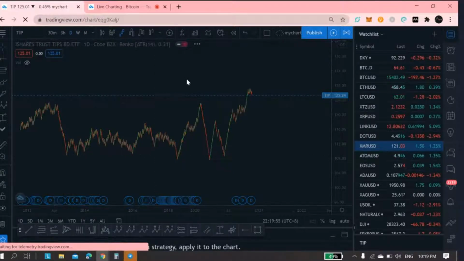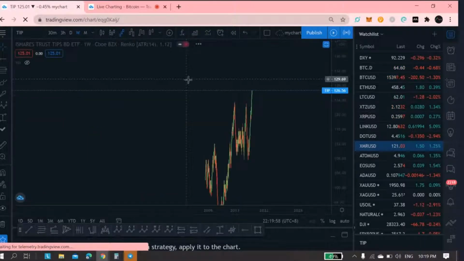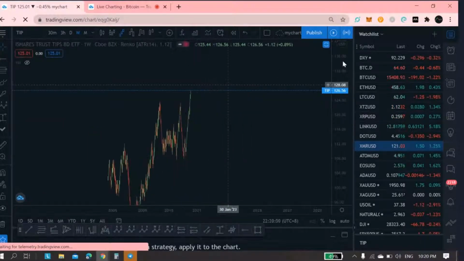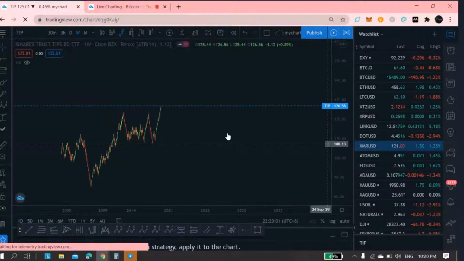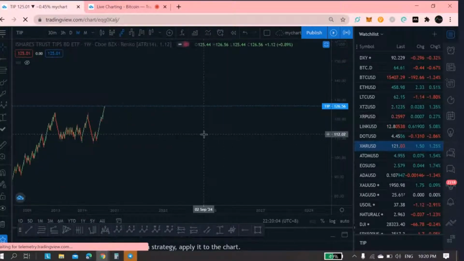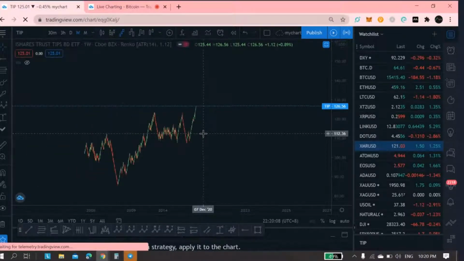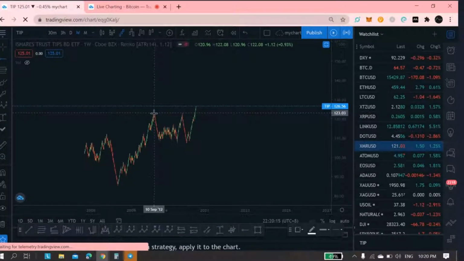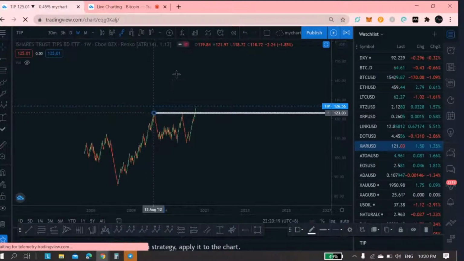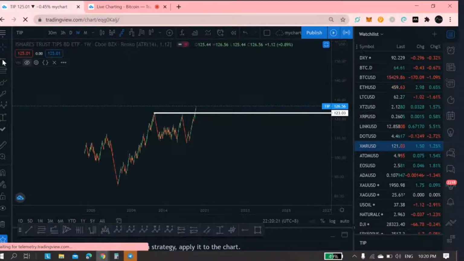Let me just look at the long-term trend using the weekly chart. Weekly Renko chart. Oh, it formed a, actually that's a breakout from this area. We'll just look at the weekly chart first and then before we go to a shorter time frame.